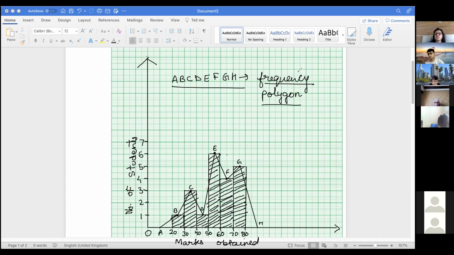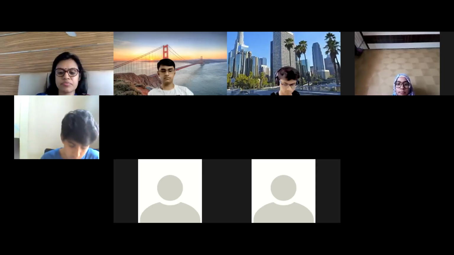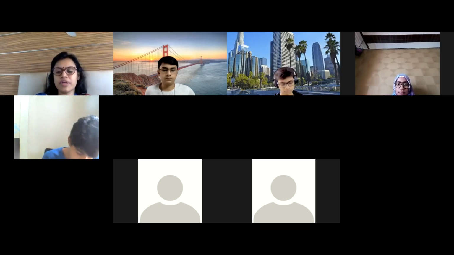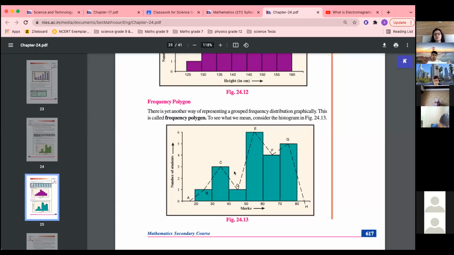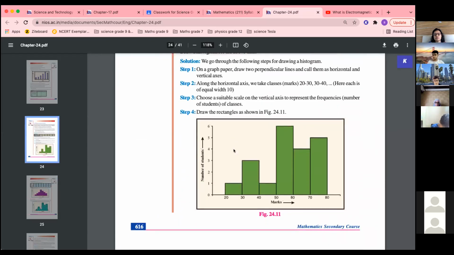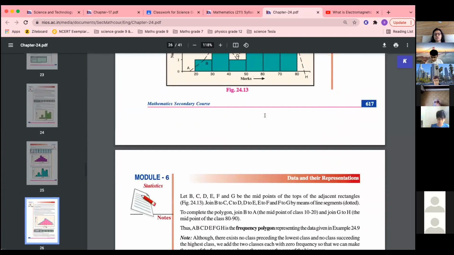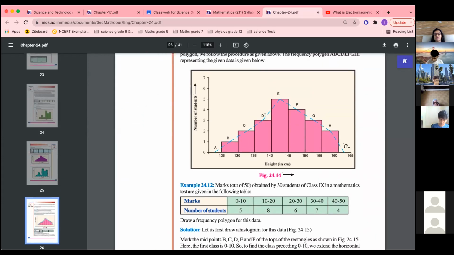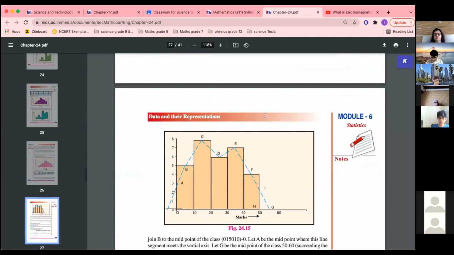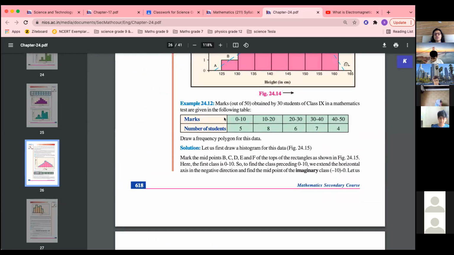Now let us do another question where we don't have a gap. This is a height question. This is the frequency polygon drawn. Now in this question, draw the polygon and also the histogram for 0 to 10, 10 to 20, 20 to 30, 30 to 40, 40 to 50.